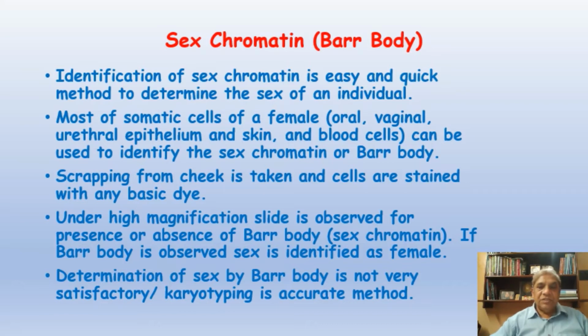Now this is a quick method just to know the sex of a person, and this is used in the Olympic games as a routine test to see the sex of a player. Some players may hide their sex. They may be male but pose as female to win the game, and there it is a routine test. The first method by which sex is determined quickly is this Barr body, or sex chromatin analysis, by taking a scrape from the oral cavity.